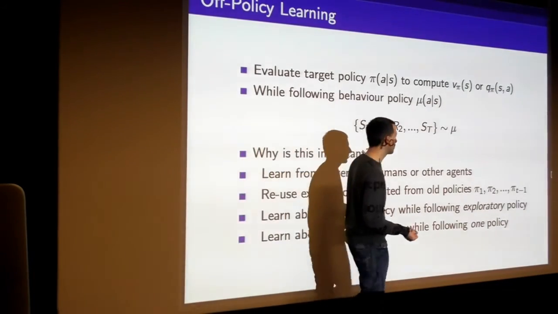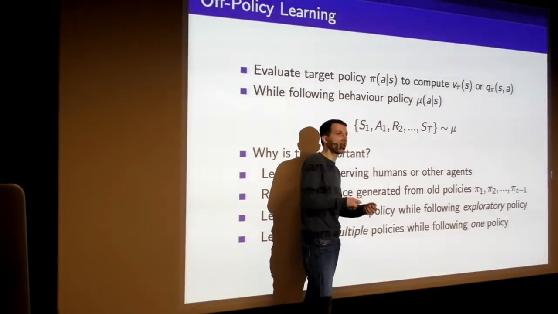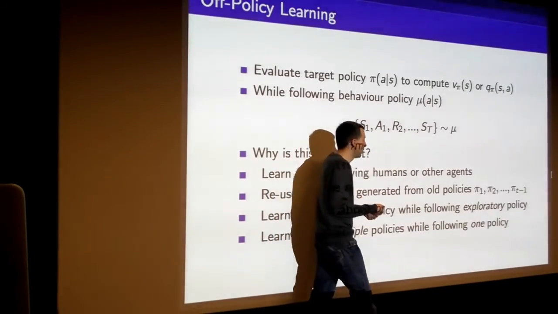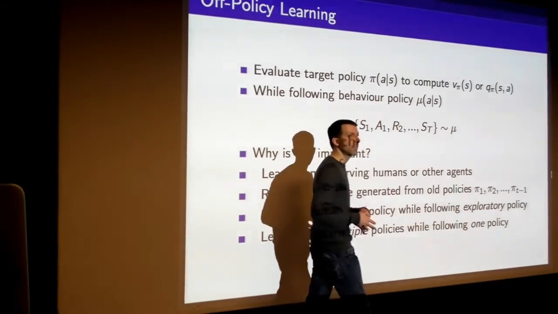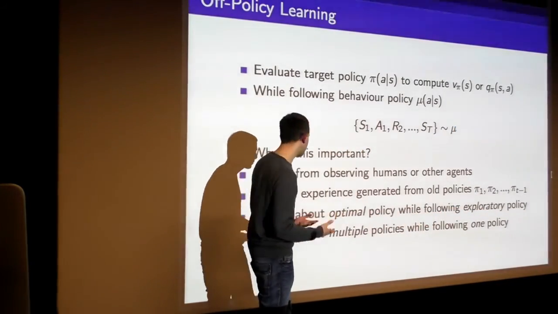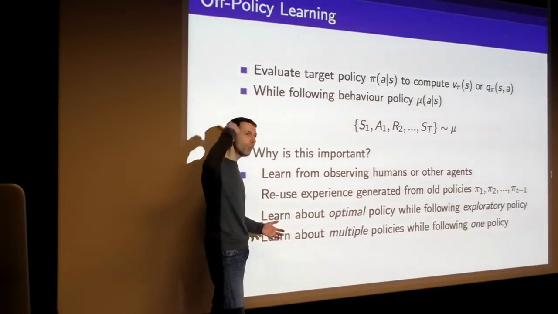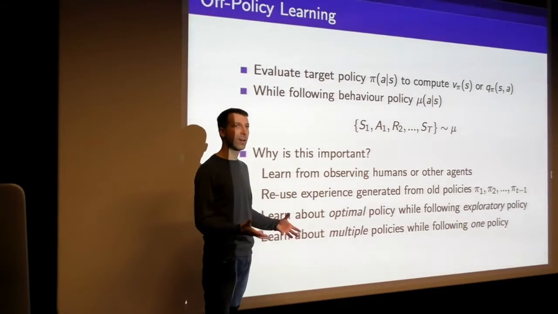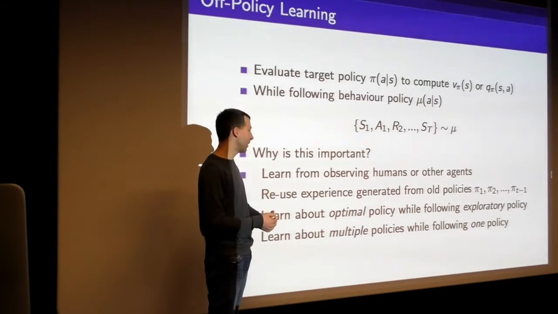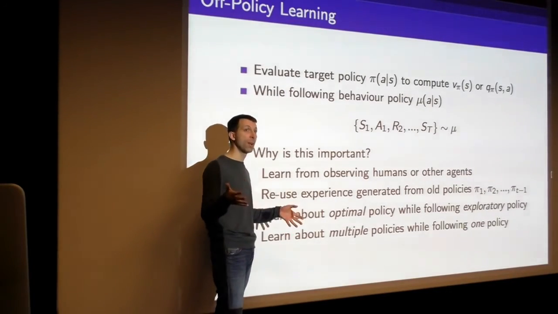We want to learn about how to behave optimally, something which is ultimately going to be deterministic, whilst following something completely random. Okay? That's another motivation for off-policy learning. And perhaps looking forward to grander visions, the most exciting reason to care about off-policy learning is we might want to learn about multiple policies while following one.